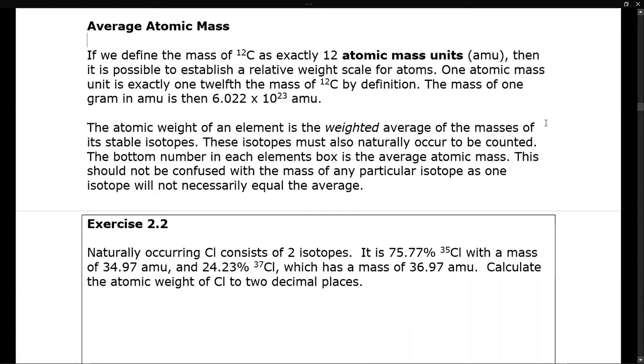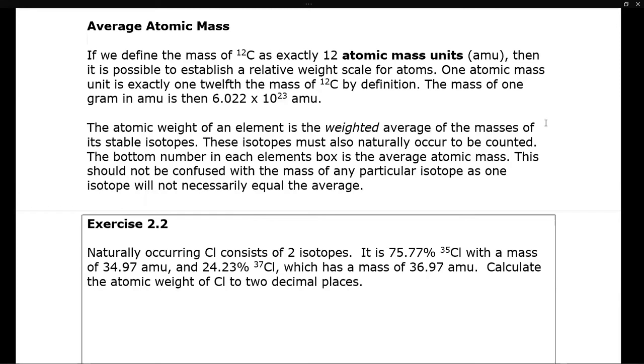The mass you see on the periodic chart, as we mentioned previously, is the weighted average mass of all the stable isotopes. These have to be naturally occurring isotopes. We're not talking about man-made or lab-made isotopes. The bottom number in each element's box is the average atomic mass. That shouldn't be confused with the mass of any particular isotope, because that won't necessarily equal the average.